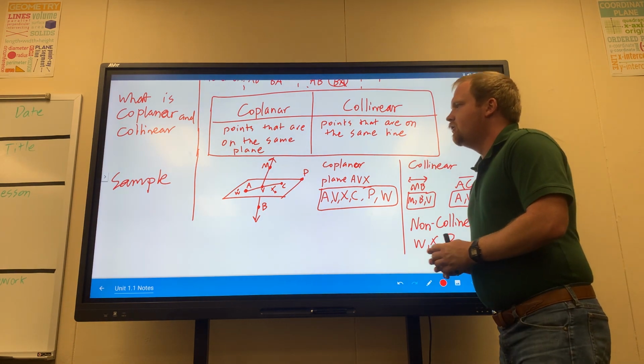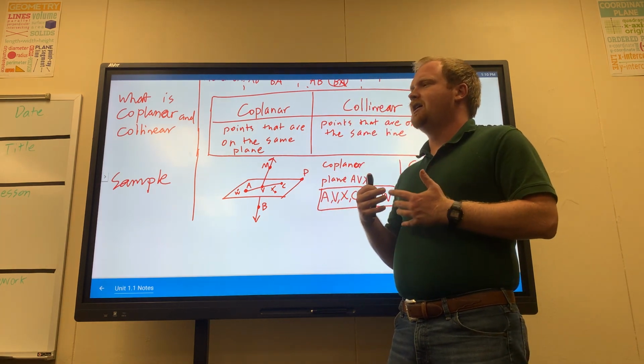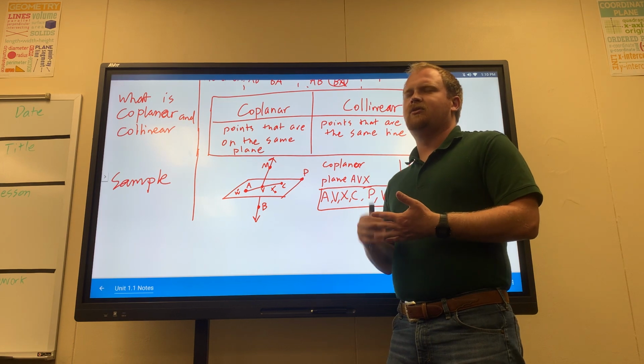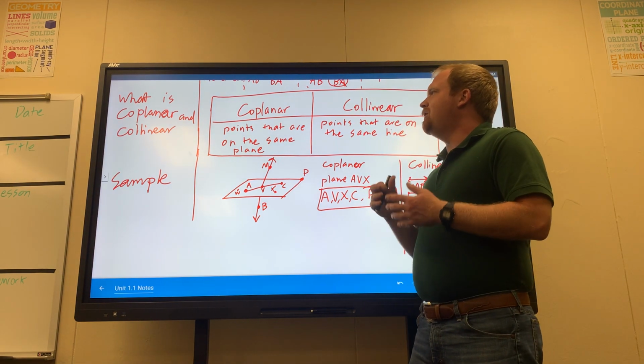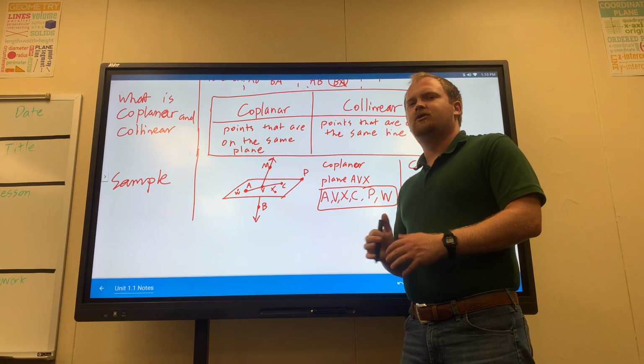Okay? So a lot of it today is being able to identify different lines, segments, and rays. How do we identify them? But also, how do we distinctly know which one's coplanar and which one's collinear?